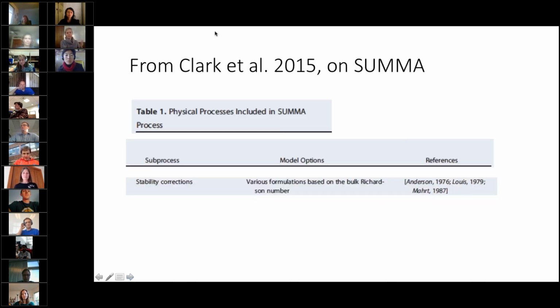Okay, so if you remember from the paper that had this monster table of all kinds of different processes you could put in, one of those processes you could pick was called a stability correction. And the model options say there are various formulations based on the Bulk-Richardson number, and you could choose from Anderson, Lewis, or Mart. So what I'm going to walk you through today is what exactly does that mean? What are these different choices? And how does it change how we model turbulence in terms of our snowpack and our land surface model?